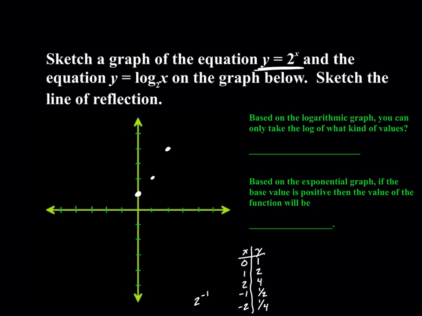(-1, 1/2), (-2, 1/4), and the fractions are just going to get smaller and smaller and smaller, but they're still going to be positive. They're still going to be more than 0. They're not ever going to quite equal 0. Therefore, the x-axis is an asymptote for us.